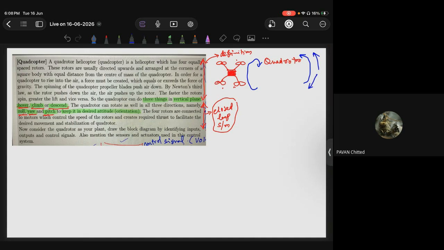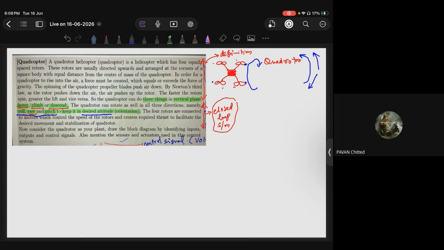Like you see, these 2 will be fixed, and by changing these 2 we can climb or we can go down. By combining all these operations, we can do multiple maneuvers with the quad. By changing these, we can keep the quad at the desired attitude. So this is the quad rotor operation.